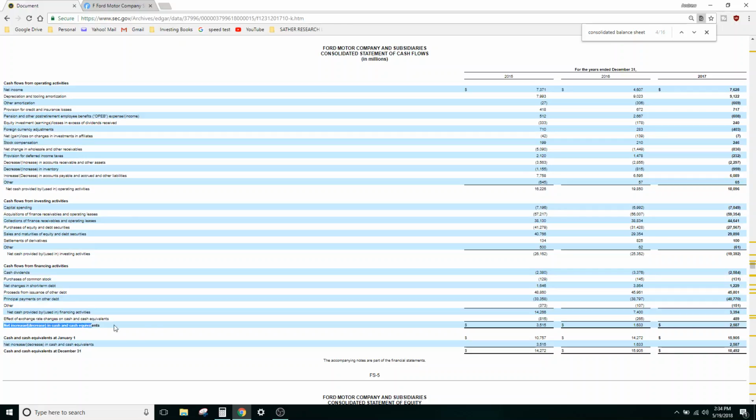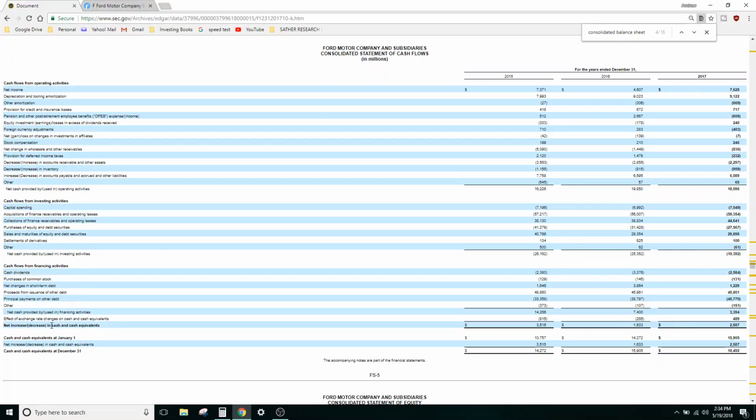This line here, you can see the increase or decrease in cash and cash equivalents. Cash and cash equivalents is talking about what I said with that checking account that they have at the bank and what the balance is. So it looks like they've been adding to their cash just a little bit, which is good. It's good to have some cash. Just adding a little bit every year.